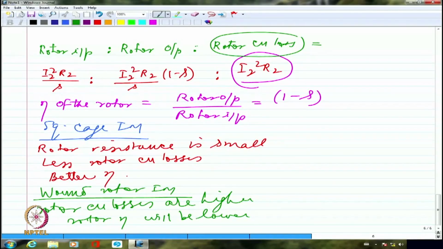Let's say I am giving totally 400 watts. In the squirrel cage rotor, maybe 50 watts have gone as copper loss, whereas in the wound rotor motor, 100 watts will go as copper loss. So obviously, I will have only 300 watts left over as the output in the case of slip ring rotor, whereas in the other case it will be 350 watts. So if I assume that I am giving the same amount of rotor input to both the machines, which one will give me a better output?